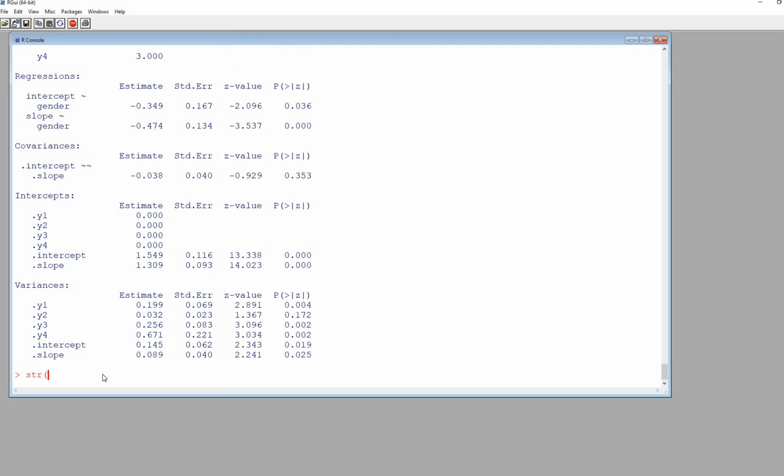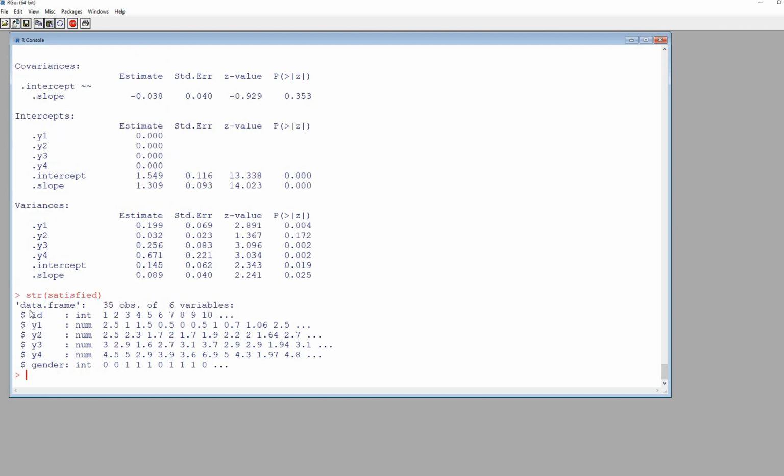We'll type in str, and then inside the parenthesis, I'll type in satisfied, which is the name of my data frame, and hit enter. And so now you can see, this is a data frame. There are 35 observations, basically 35 individuals who responded to the satisfaction measure, and then there are 6 variables. So we have a participant identifier. We've got y1, y2, y3, and y4, which I've already talked about, and then the gender variable. Again, 0 is coded for female and 1 is coded for male.